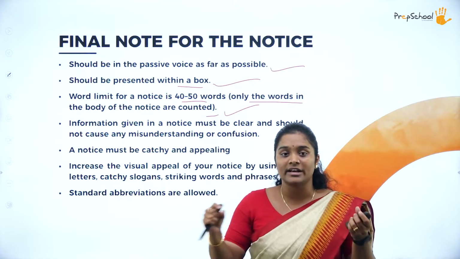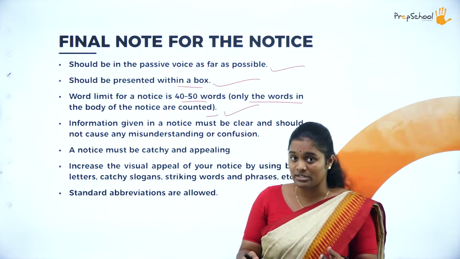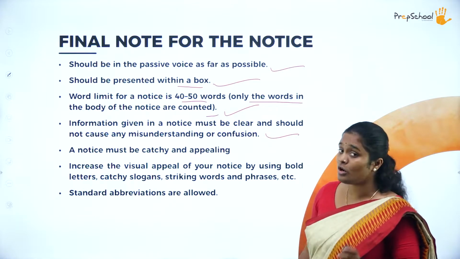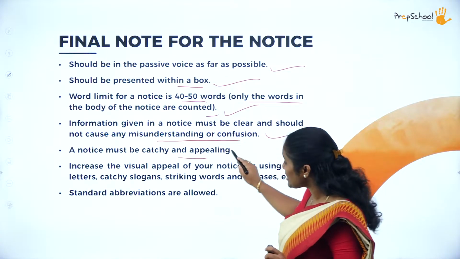After the heading, you start writing about what this event is about. That should not exceed 50 words. Be careful about that. Information given in a notice must be clear, and should not cause any blunders, confusion, or misunderstanding. A notice must be catchy and appealing.